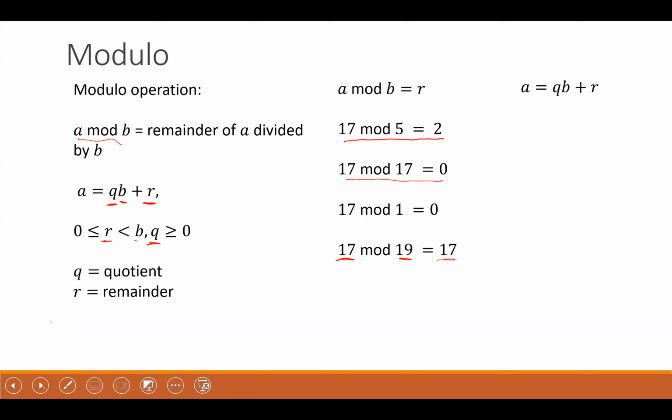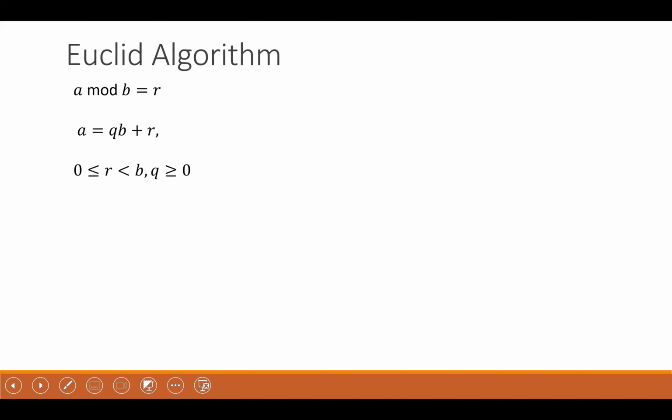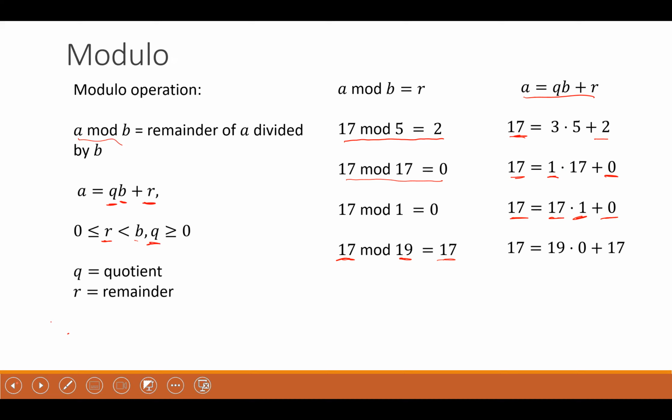So I can write all these in this form. 17 equals 3 times 5 plus 2, right? So 5 divides into 17 3 times with 2 remainder. And I can also write out 17 divides into itself once with 0 remainder. 1 divides into 17 17 times with 0 remainder. And 19 goes into 17 0 times with 17 remainder. Okay. Everybody clear on the mod function?